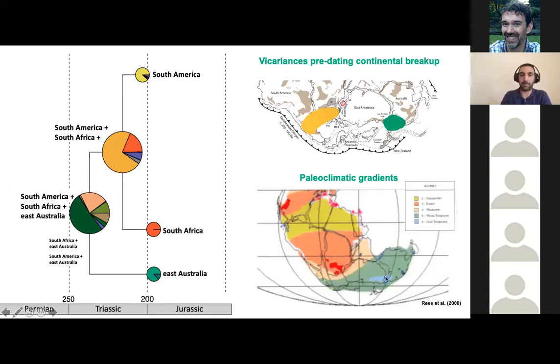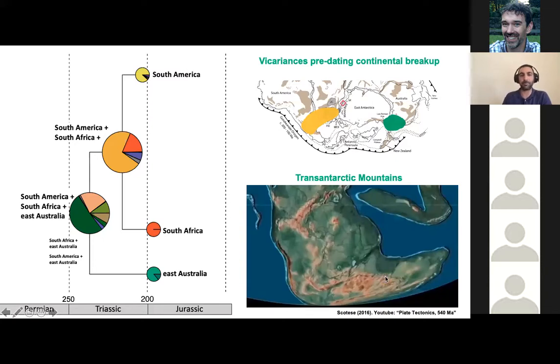So I think that's part of it. The second half, I think, has to do with mountain building, specifically the Transantarctic Mountains. If we look at East Antarctica, there are a lot of mountains there. And I think this, in combination with paleoclimates, helps to get divergence initiated prior to the breakup of Gondwana.